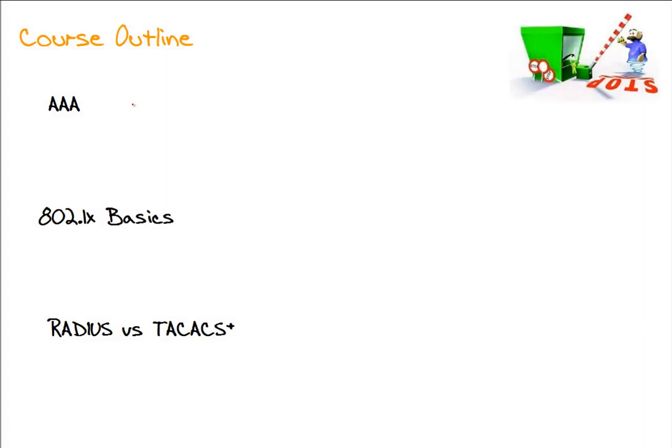Let's wrap up. In this lecture, first we talked about AAA. And we saw that AAA is Cisco's architectural framework for configuring authentication, authorization, and accounting in a single, consistent, modular manner. After that, we had a brief review of the 802.1x or port-based authentication process and the different roles inside it. And finally, we compared Radius and TACACS+ in view of three different parameters.